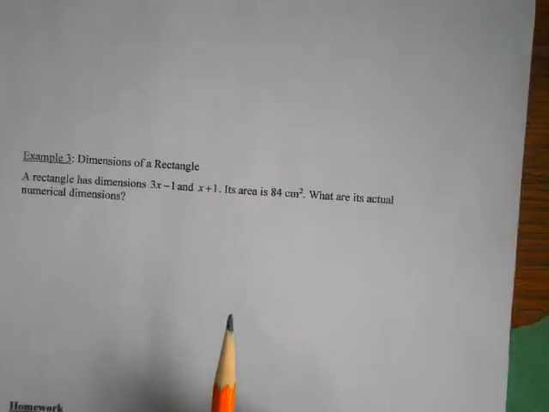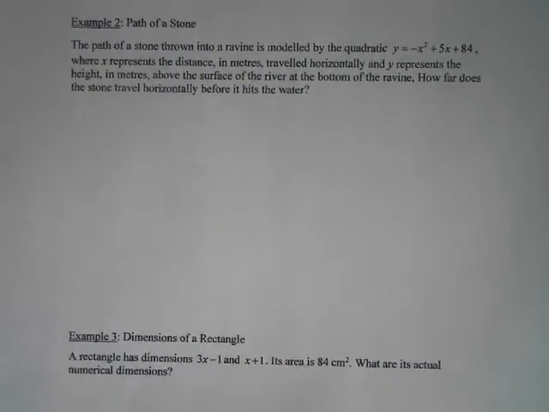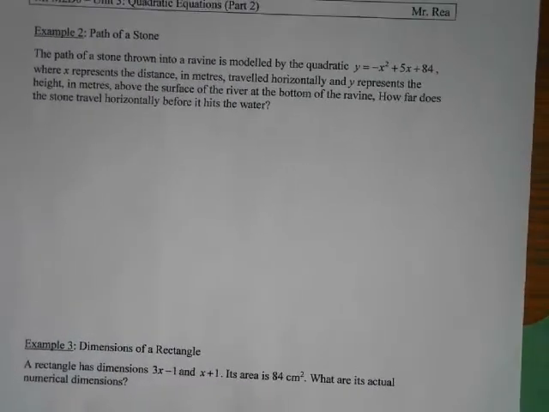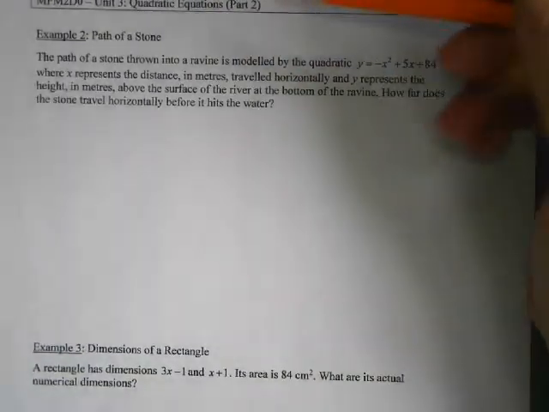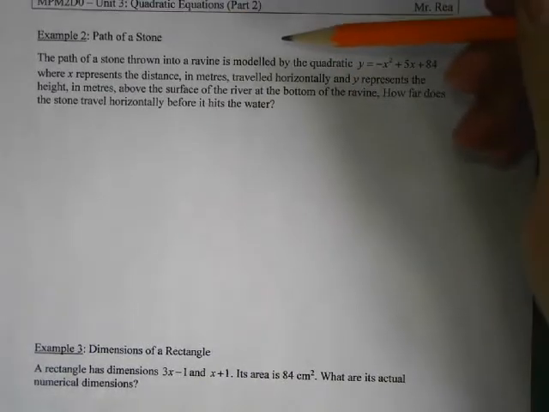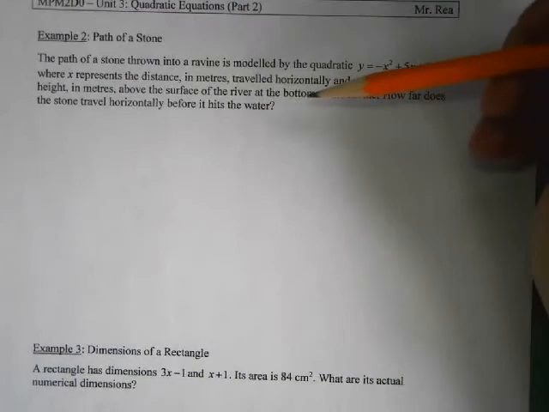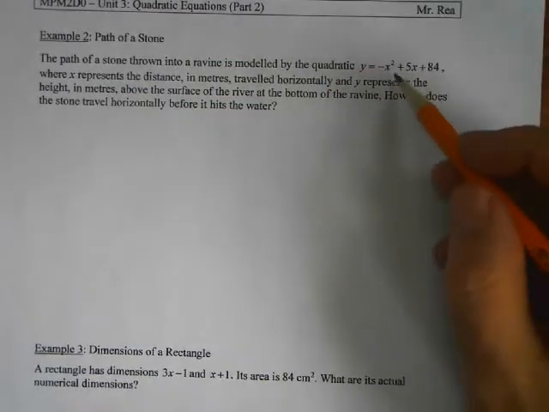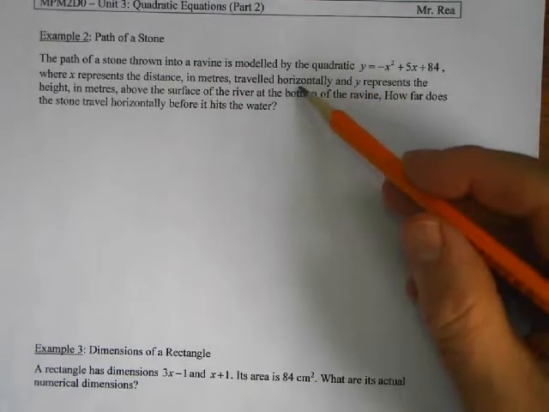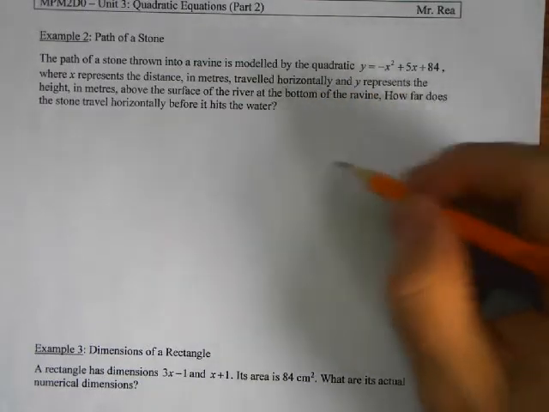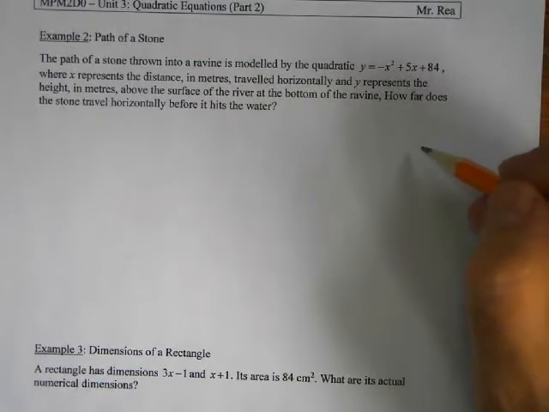Okay, so got a couple of word problems here. This one here, we do have an equation, so that's good news. It's quadratic, so let's read it. The path of a stone thrown into a ravine is modeled by the quadratic y = -x squared + 5x + 84. X represents the distance in meters traveled horizontally, so to the right in this case, and y represents the height in meters above the surface of the river at the bottom of the ravine. How far does the stone travel horizontally before it hits the water?